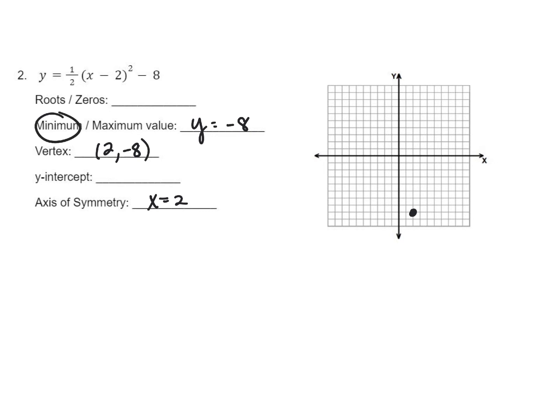The y-intercept we find by letting x equal 0. And so then that gives me 1/2 times (negative 2) squared minus 8. Simplifies down to negative 6. So the y-intercept will be at (0, -6).